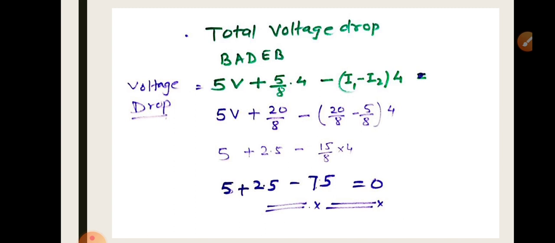Then the total voltage drop in loop BADEB in the whole circuit: 5V plus 5 by 8 into 4 minus I1, I2 into 4. If you put the value, you will get the total voltage drop equal to 0. In any loop it should come 0. If you put the value of current and resistance, the sum of total voltage drop should come 0. Like this you also solve the questions.